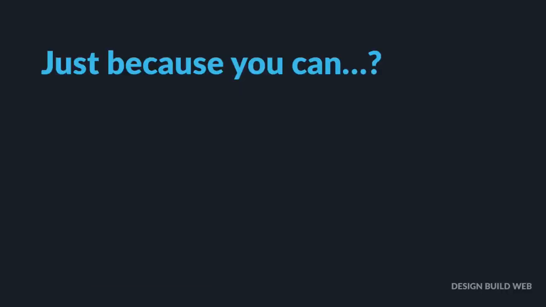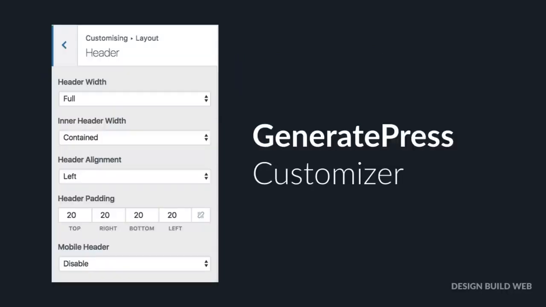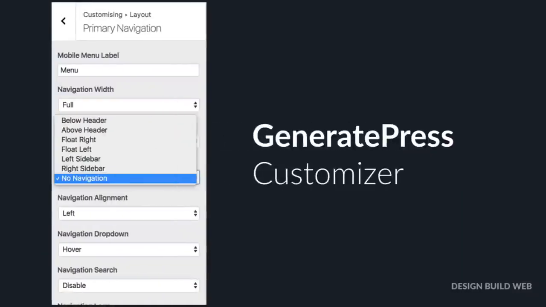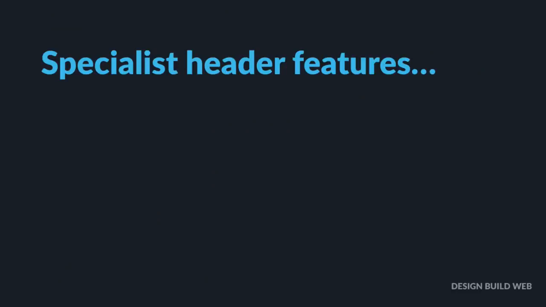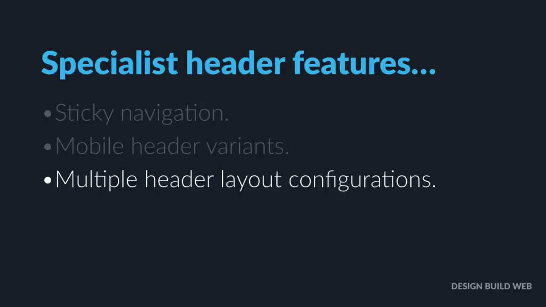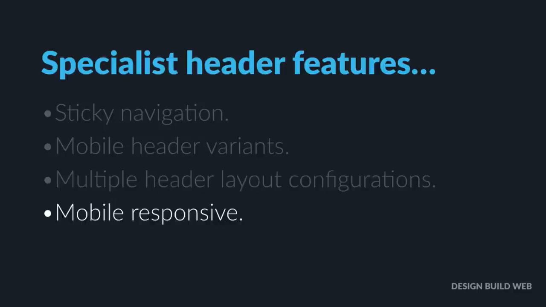So for example, GeneratePress's header styling options are really comprehensive, as are OceanWP's too. Not only that, but you've got specialist features for headers built in like sticky navigation, mobile variants, all kinds of layout configurations, mobile responsiveness issues already sorted. So I do recommend using your theme's header functionality if you can. It's built in, it's fast, and all the issues you might run into with headers are all covered.